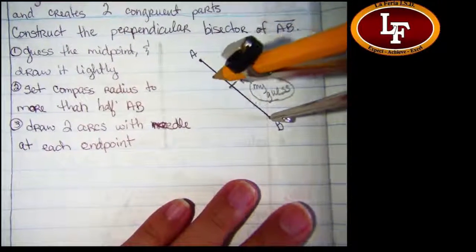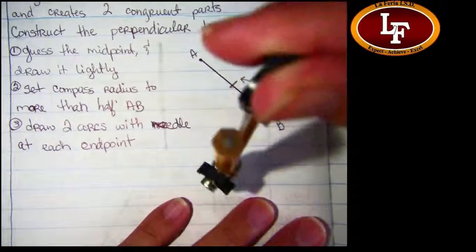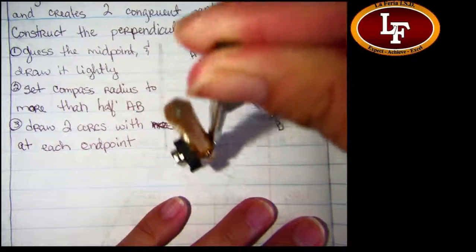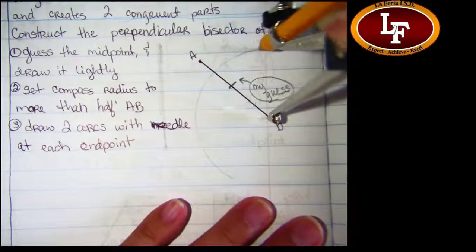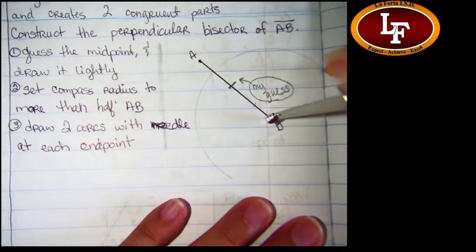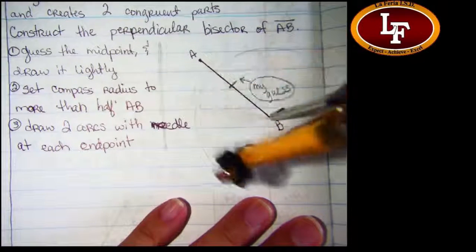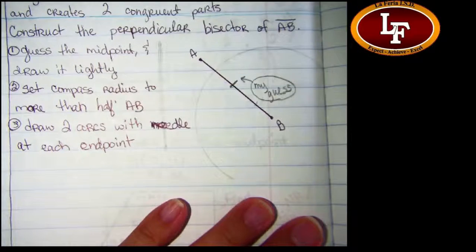So I'm setting my needle at one endpoint, and I'm very carefully drawing a really big arc. Almost a full circle. I'm going to just try to make it as big as I can. Okay, I ran out of room, but that's okay. So that's about half a circle. That looks like it's going to be big enough.